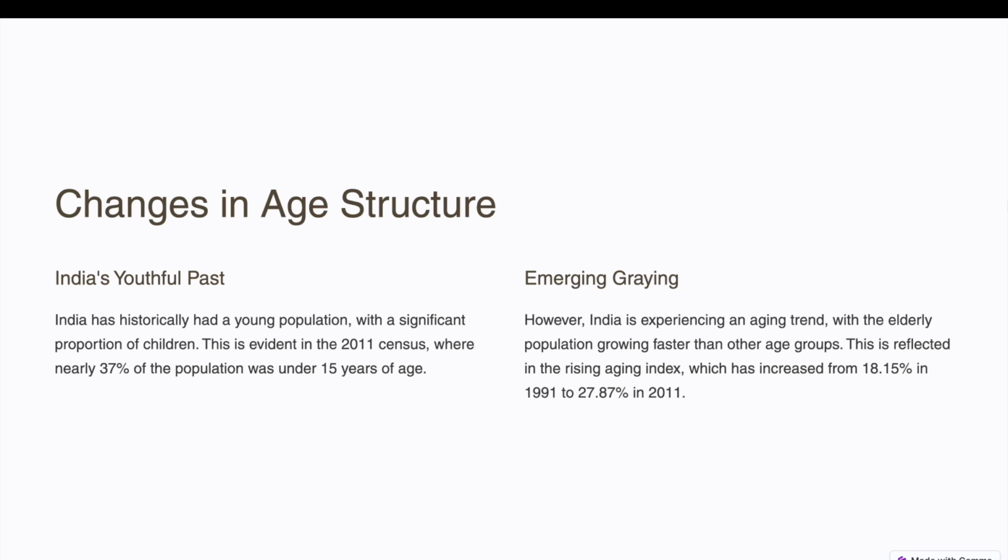This youth bulge is a potential demographic dividend, an opportunity for economic growth if this population is productively employed. However, failure to create jobs could lead to youth unemployment and unrest. In urban areas, migration significantly influences the age sex structure. Young males often migrate from rural to urban areas for work, creating a male dominated urban population.